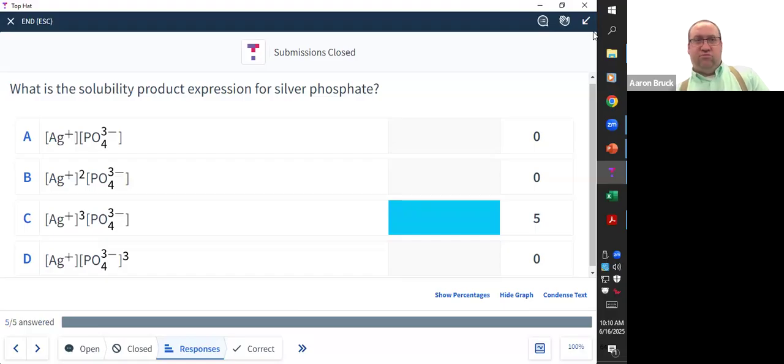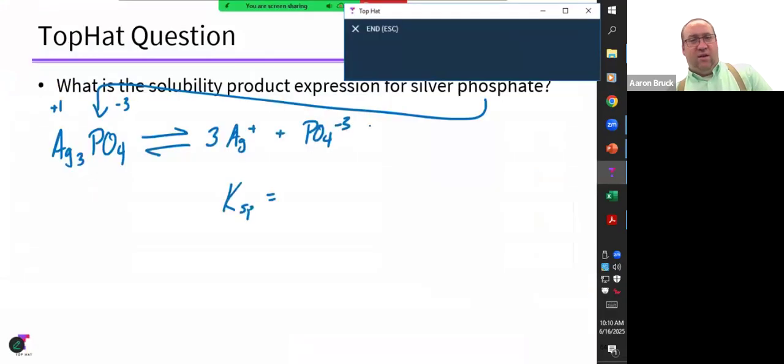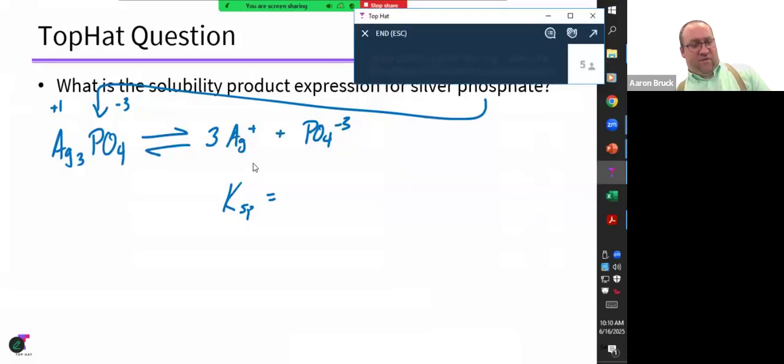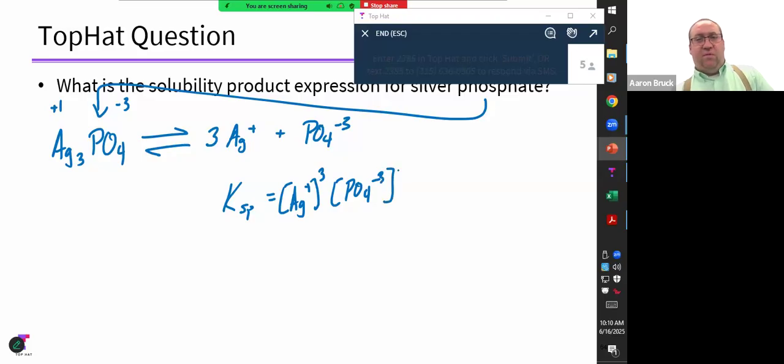And you're all exactly correct. Since I have silver here, the concentration of silver ion would be there, and it's going to be cubed because of the 3 in the equilibrium. And the phosphate ion would be there, and it would be to the first power because of the lack of coefficient there. So that is exactly right.